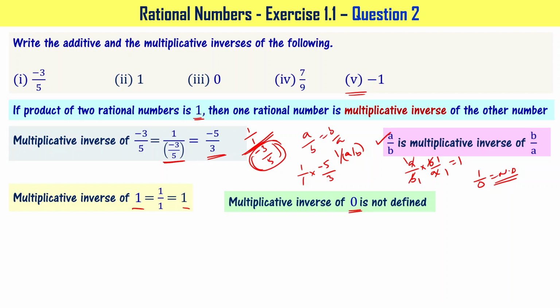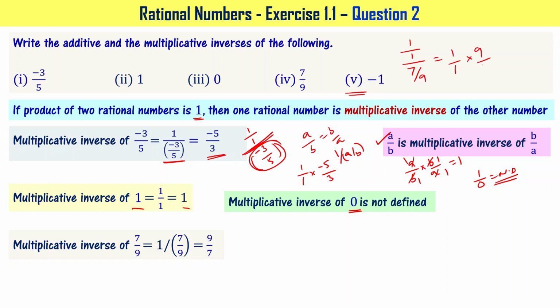Now 7 by 9. The multiplicative inverse of 7 by 9 can be written as 1 divided by 7 by 9, right? When you have 1 divided by 7 by 9, this can be written as 1 by 1 times 9 by 7. Actually, the numerator becomes the denominator and the denominator becomes the numerator. That's how you are getting 9 by 7, right?